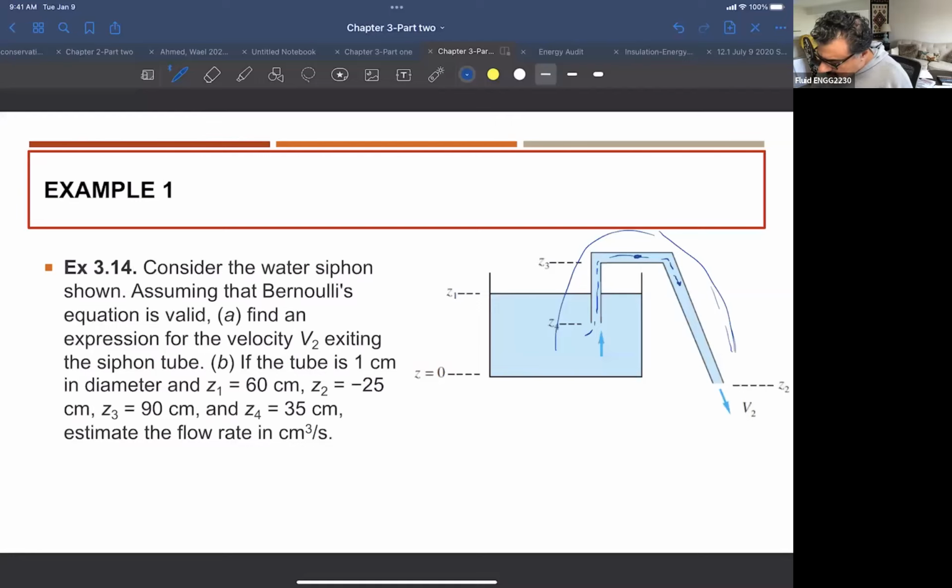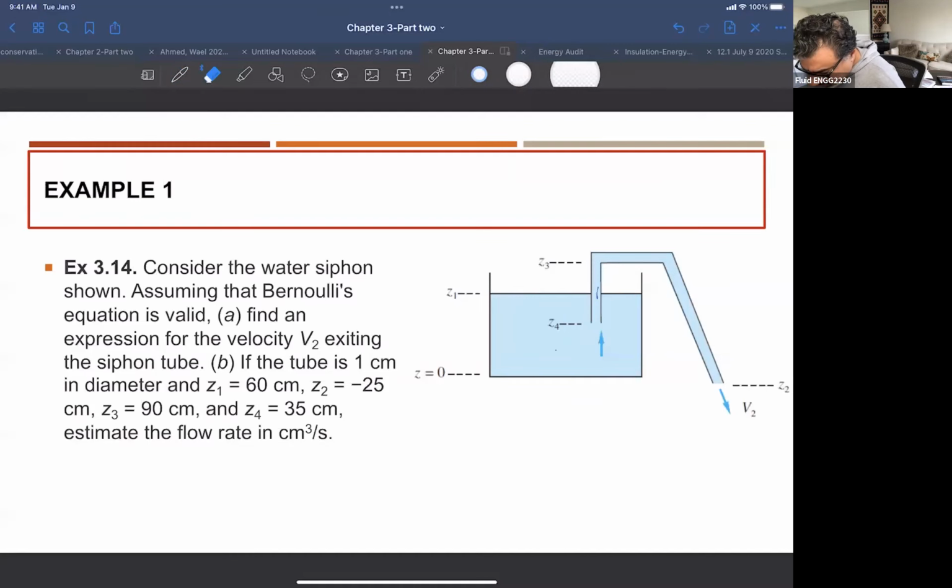Because this location here is very high compared to the level of the tank. So even the energy here, Z, is much higher than whatever available energy is inside the tank, right? So we call this type of pipe a siphon pipe. Okay, so this is our siphon pipe.